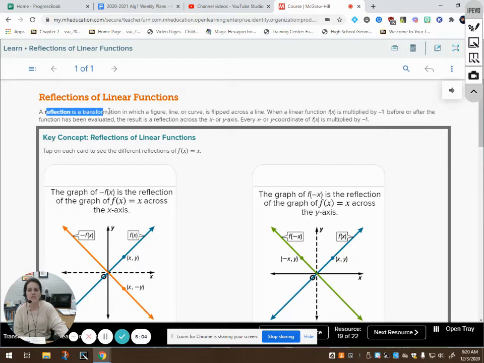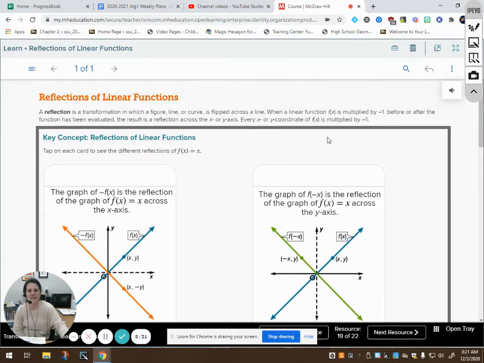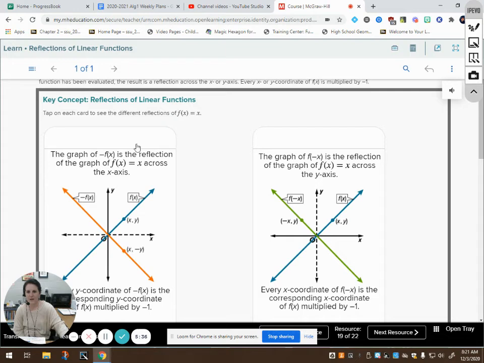A reflection is nothing more than a transformation in which a figure, line, or curve is flipped across a line. Think about looking in the mirror. It's flipped across the line. When a linear function, f of x, is multiplied by a -1 before or after the function has been evaluated, the result is a reflection across the x or y axis. So what's happening is every x or y coordinate is being multiplied by -1.